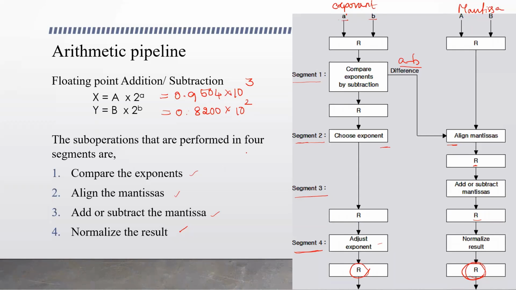The pipeline operations in different segments are shown here. What are the exponents? The exponents are A is 3 and B is 2. And the mantissas are, what is capital A, 0.9504 and B is 0.8200.